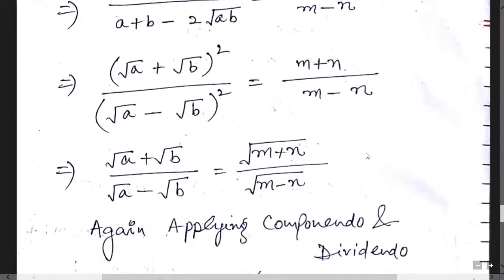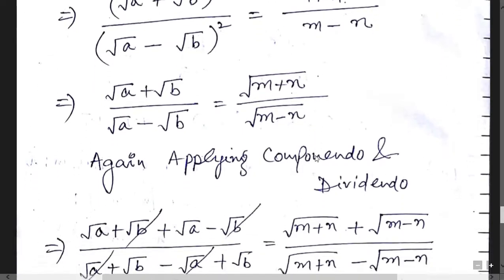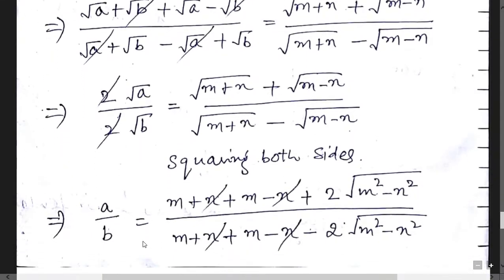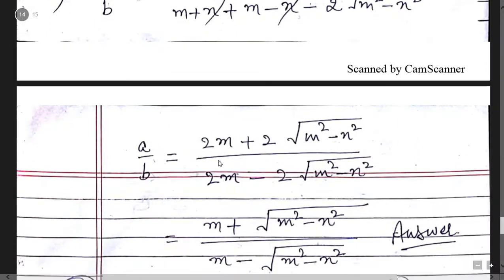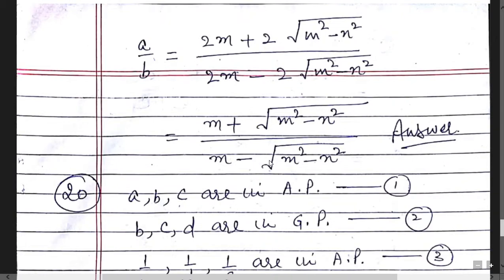Now take square root. Square can be cancelled from left hand side. And on the right hand side, it's m plus n square root and m minus n square root. Again apply componendo and dividendo. You will find twice of root A and twice of root B. Then squaring, open the square bracket, it's m plus n, m minus n, 2 into m square minus n square. Similarly, in the denominator, you will find 2 into m square minus n square. Similarly, in denominator, you can take 2 common, or dividing numerator and denominator on the right hand side by 2, you will get the answer.